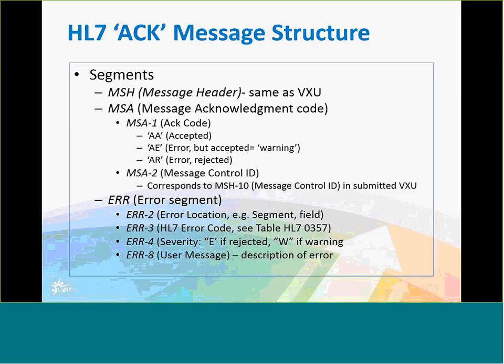The HL7 ACK message structure includes the following segments: the MSH, the message header, same as in a VXU, the MSA, message acknowledgement code. The MSA1 tells you the ACK code. AA is accepted. AE has an error, but still accepted. This means you usually have warnings. And the AR, with an error and the message is rejected. The MSA2 is your message control ID and corresponds to the MSH10 in the submitted VXU.